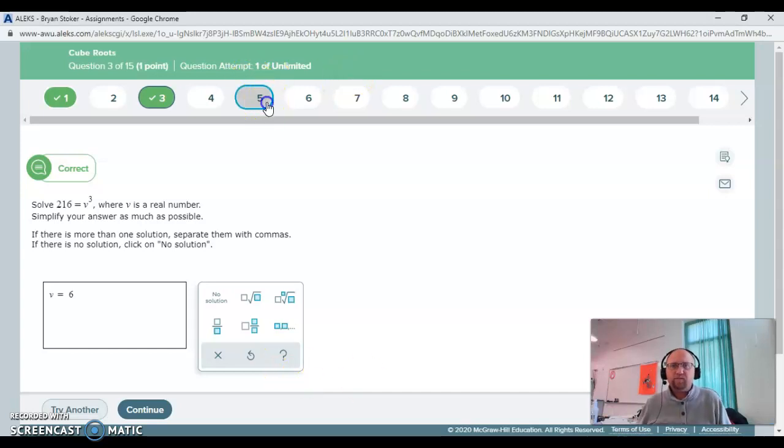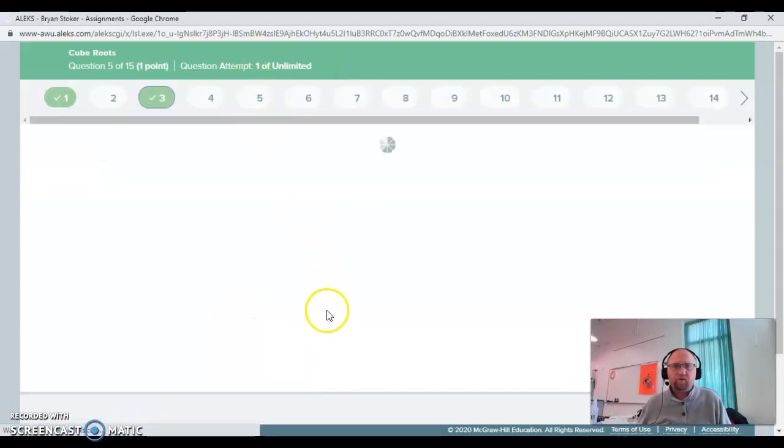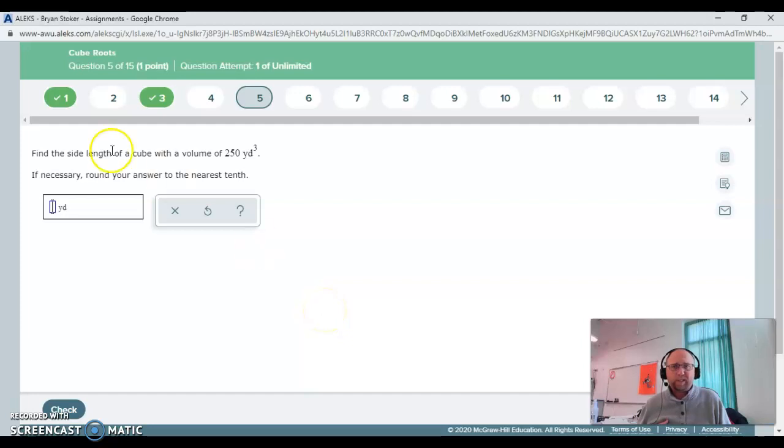All right, the last one that I'm going to do with you guys is number 5. Okay. Find the side length of a cube with a volume of 250 yards cubed. If necessary, round your answer to the nearest 10. All right.